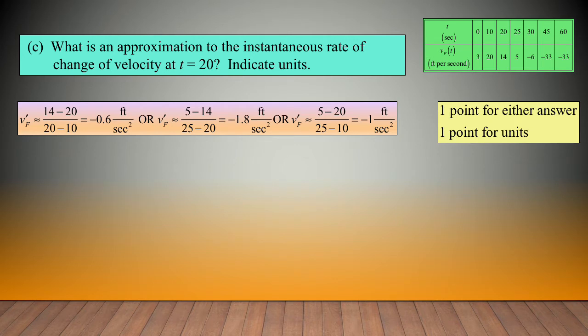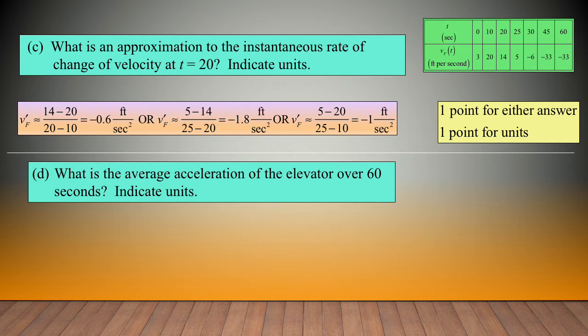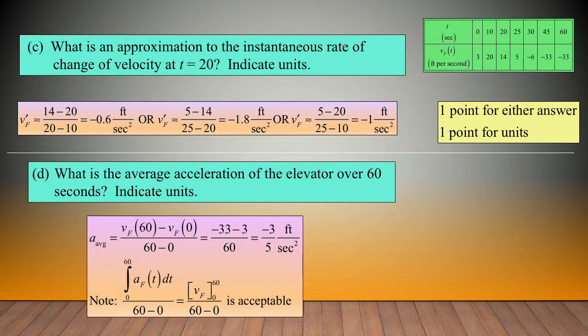2 points for this problem, 1 point for either of the answers, and 1 point for the correct units. D asks, what is the average acceleration of the elevator over 60 seconds? And again, to indicate units. This is really the same question as C. To find the average acceleration, we take a look at v of 60 minus v of 0 over 60 minus 0. And that gives us negative 33 minus 3 over 60, and that is negative 3/5 feet per second squared.